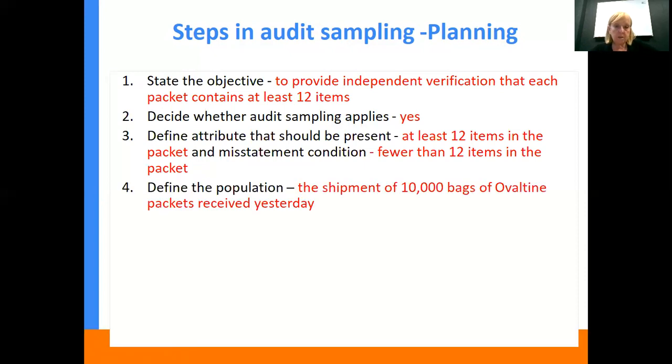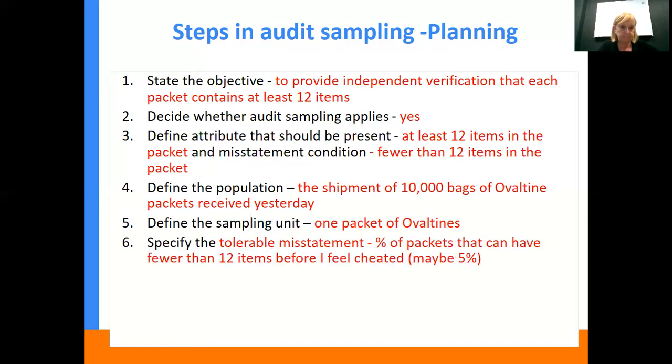Our population was the shipment of how many bags or packets we received. The sampling unit was 1 little box of paper clips. The tolerable misstatement is the percentage of packets that can have fewer than 100 items before I feel like I've been cheated, maybe 5%.